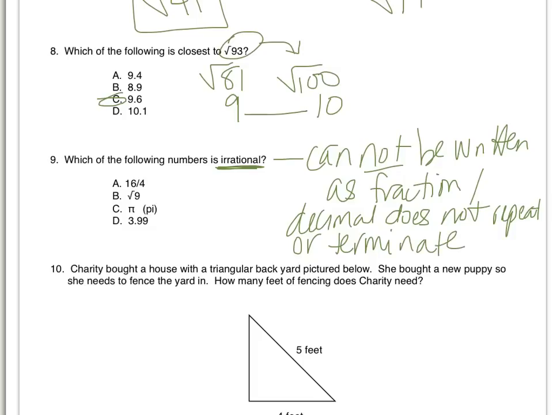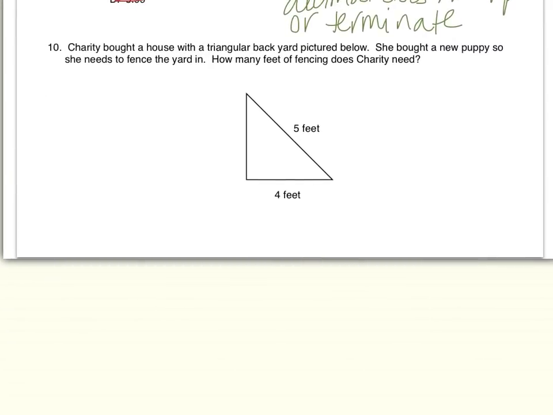So obviously we know this one can be written as a fraction because it is a fraction. The square root of 9 is 3, so that terminates that decimal. Pi, and then 3.99. So 3.99, the decimal terminates. So C is irrational, pi, which we talked about, that pi is irrational.